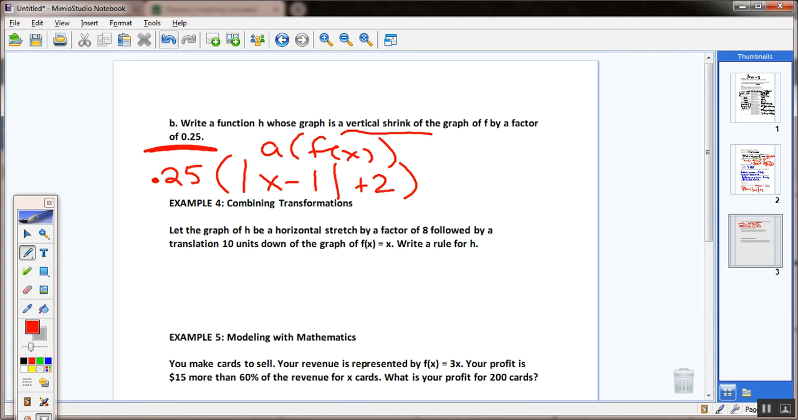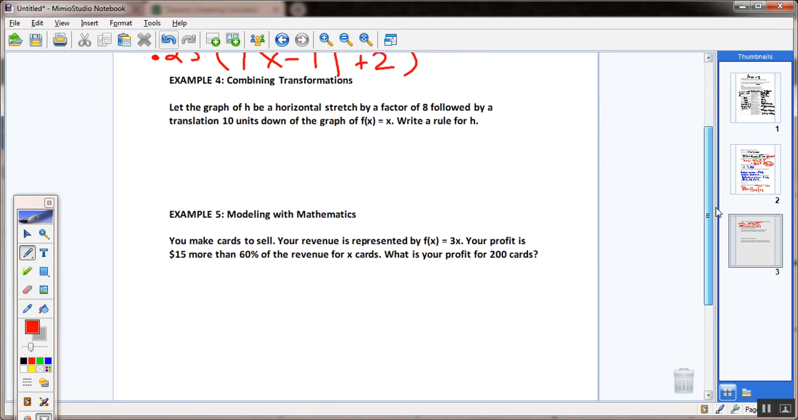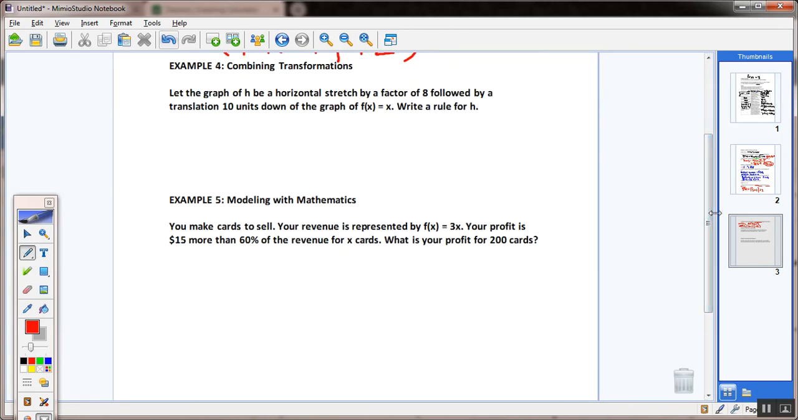Last couple here. This won't take too much longer, and we'll get you on some stuff. We're almost done. This class goes fast. All right, how about example 4? Somebody read number 4 for me. We're going to combine some transformations right here. Anybody want this one?